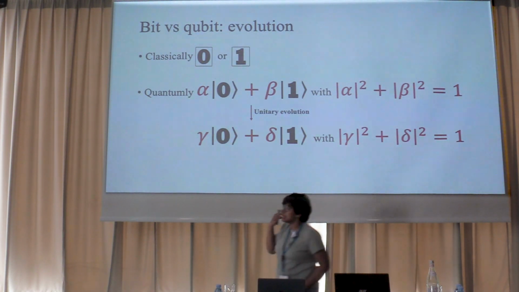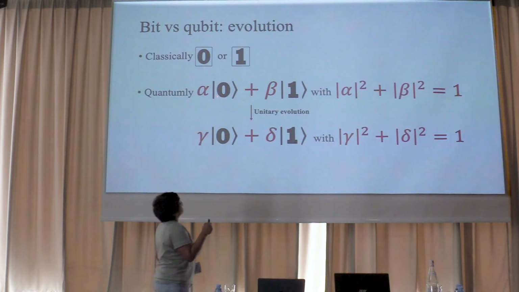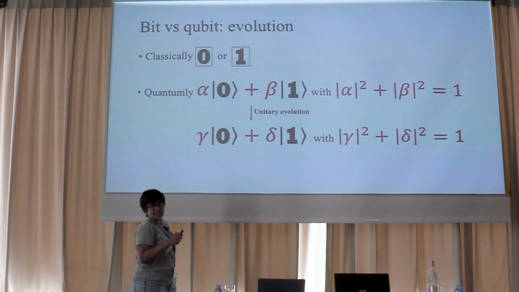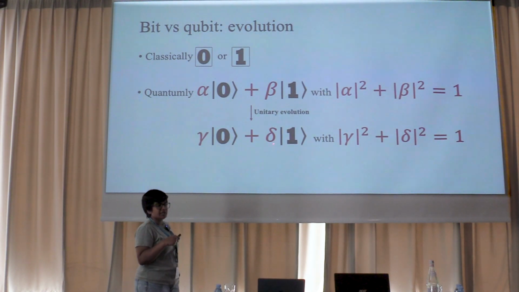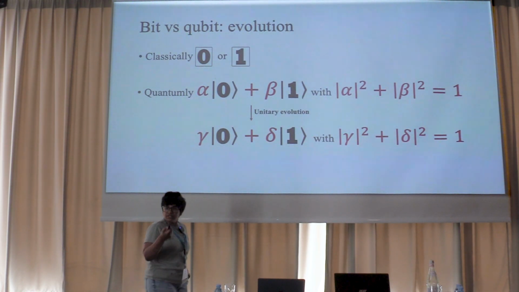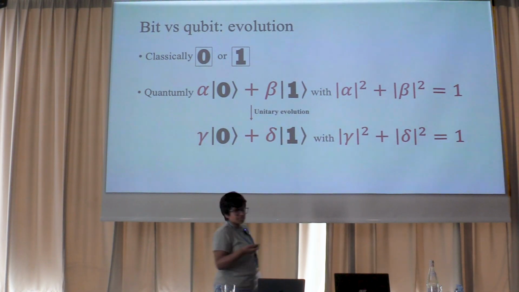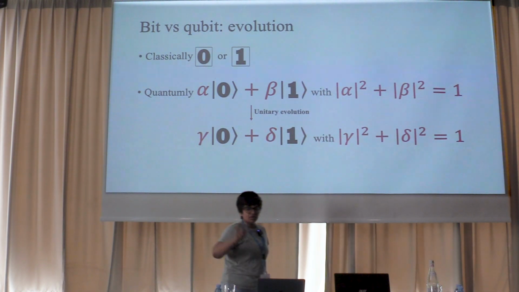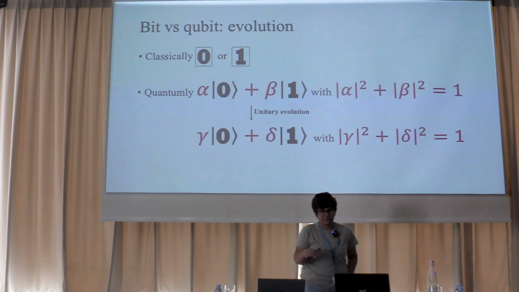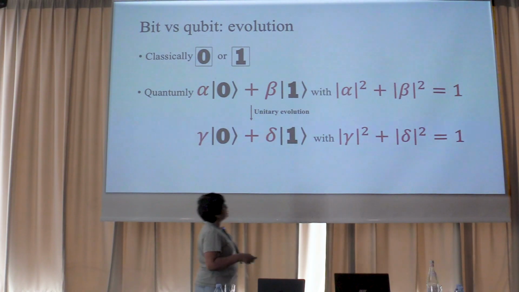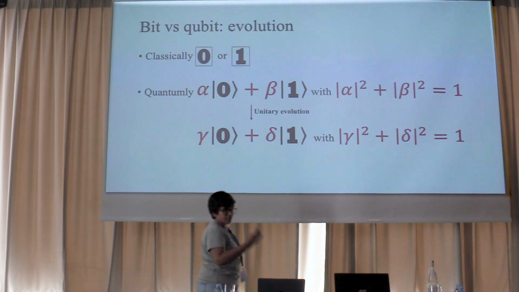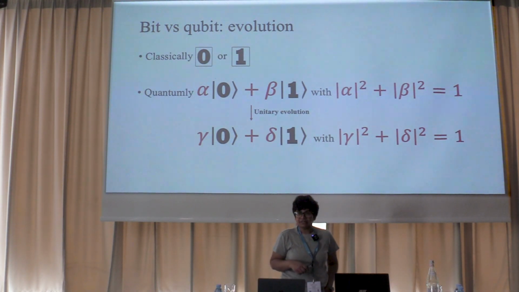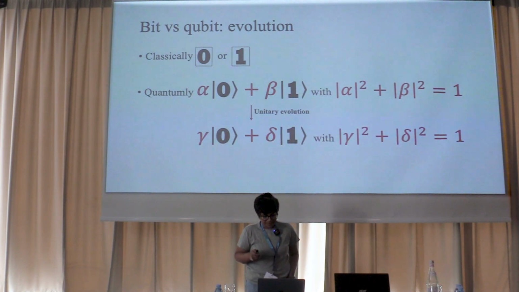Like I said, if you consider alpha and beta as a 2-dimensional vector, your final answer should be again a 2-dimensional vector, which is gamma and delta. And this unitary evolution, suppose I denote it by U, should satisfy U times U dagger equals identity. Okay, that's just a mathematical definition of unitary evolution. And quantum mechanics tells us that our evolution happens via these kinds of mathematical operations. Okay? Cool?